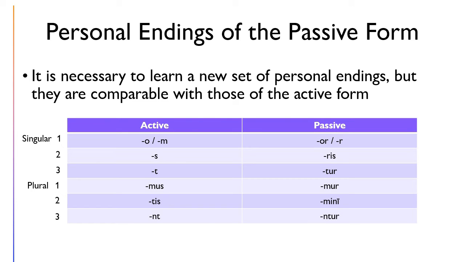So, in order to learn the passive forms, it is necessary to learn a new set of personal endings, but they are comparable with those of the active form. So, for the active form, we have o or m, s, t, mus, tis, nt. For the passive, there is or are, ris, tur, mur, mini, ntur. As you can see, they are kind of similar. So you can actually relate the active with the passive.